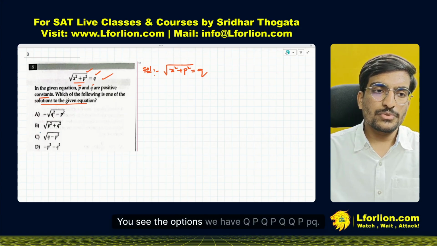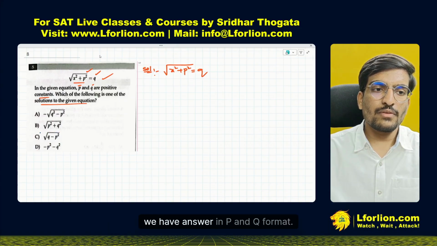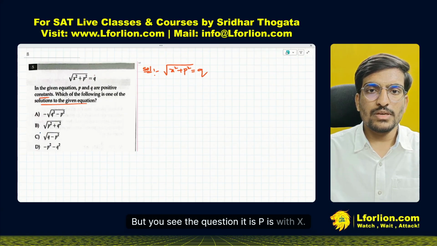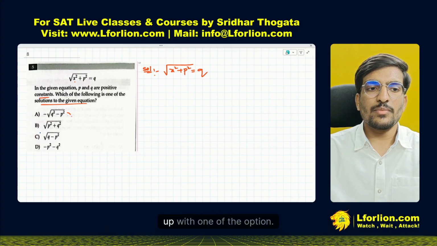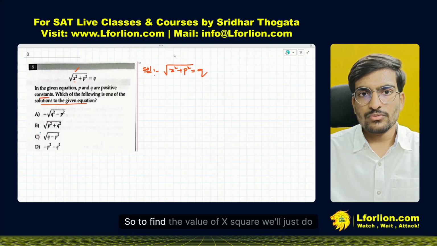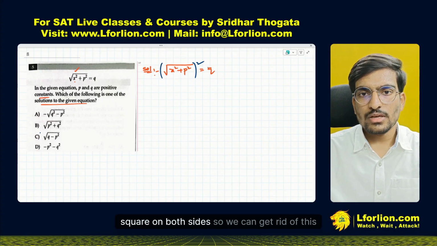You see the options: q, p, q, p, q, q, p, p, q. So we have the answer in p and q format. But in the question, p is with x, so we try to keep this p with q so that it will match one of the options, which means indirectly we have to find the value of x. To find x square, we'll square both sides so we can get rid of this root.